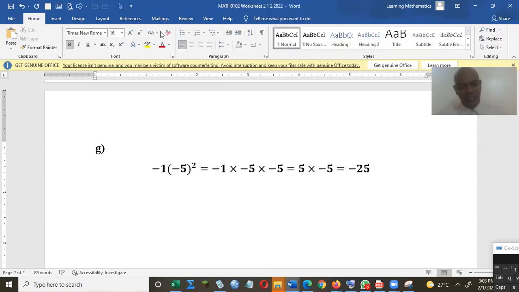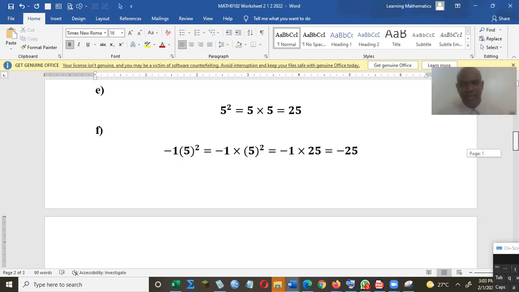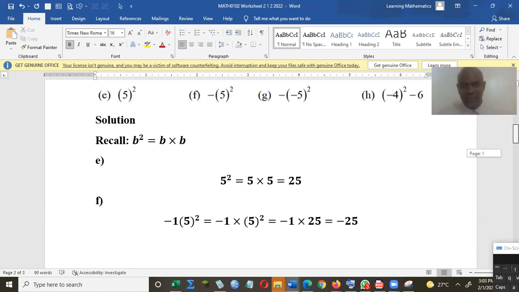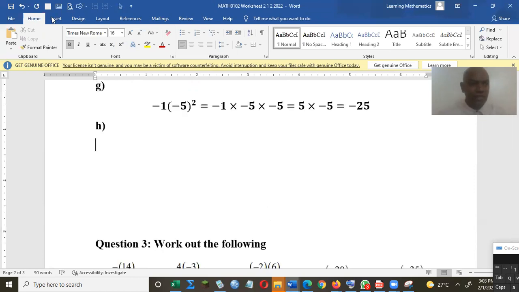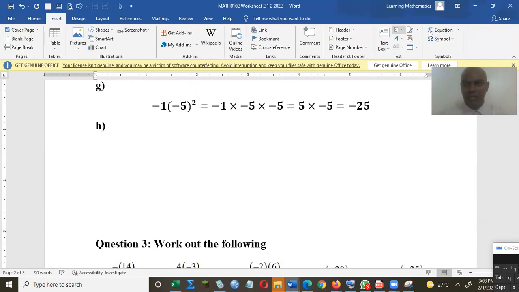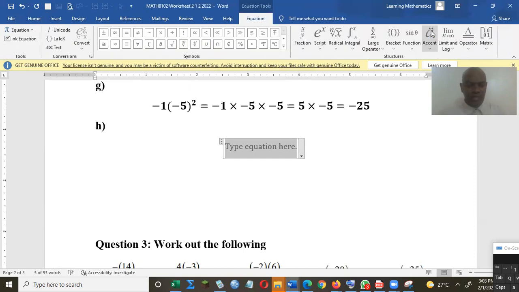Okay. Please go over it. Any questions you have, please let me know. Apply to the examples in the assignment, and anyone you have difficulty with, let me know so I can make an example like it and give you further explanations. H, negative 4 all squared minus 6. Negative 4 all squared minus 6. So let's just write it down. Insert equation. Negative 4 all squared.